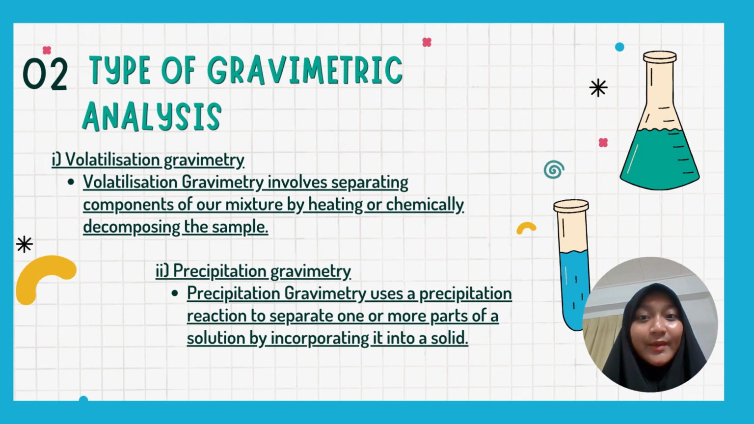So next is the type of gravimetric analysis. There are two types of gravimetric analysis. The first one is volatilization gravimetry. Volatilization gravimetry involves separating components of a mixture by heating or chemically decomposing the sample. The second type of gravimetric analysis is the precipitation gravimetry. The precipitation gravimetry uses a precipitation reaction to separate one or more parts of a solution by incorporating it into a solid.